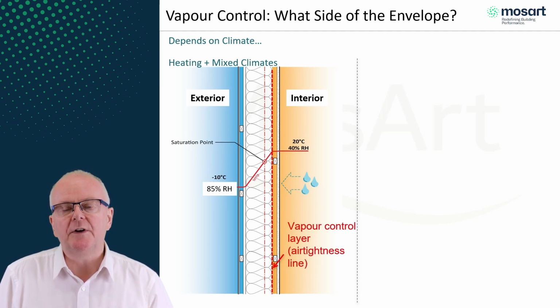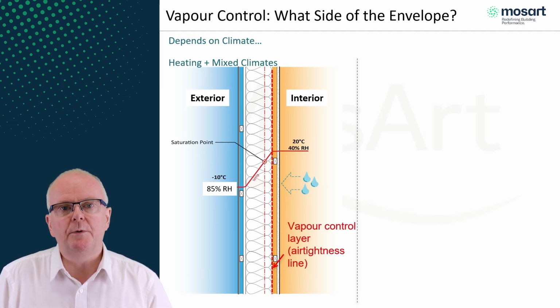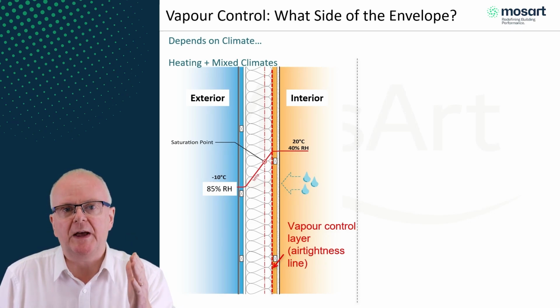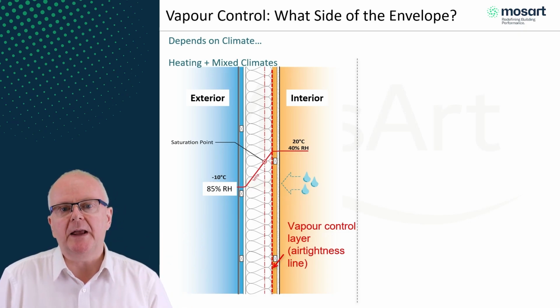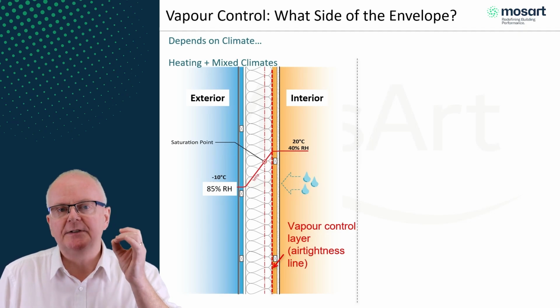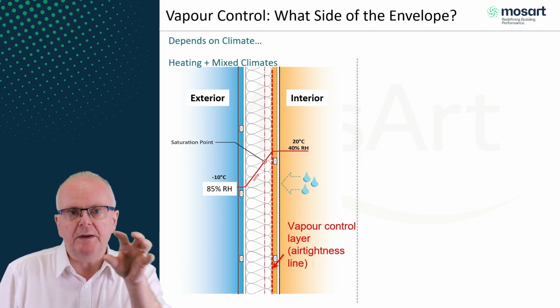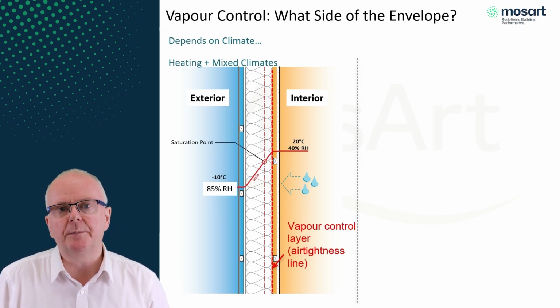So you can see the red dotted line here. This is where we would put our air tightness and vapor control layer. And the whole idea of that is to prevent moisture vapor leaking into the building fabric and condensing. You can see the dew point there on the wall cross section. That's the location in that wall, given the weather conditions we've set up, where condensation could form. So we've got to basically minimize that.